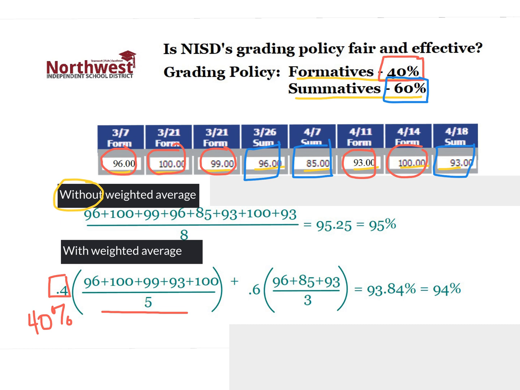So then we would take that 60% of the summative grades. Our summative grades were the 96 plus 85 plus 93. We're going to add those up and divide by 3 since there's 3 grades, and we would take that average and we would want to do the 60%. So 60% is going to convert to the decimal 0.6. Then once we get those two grades, we would add those up. That would come out to be 93.84%, which would round to 94%.